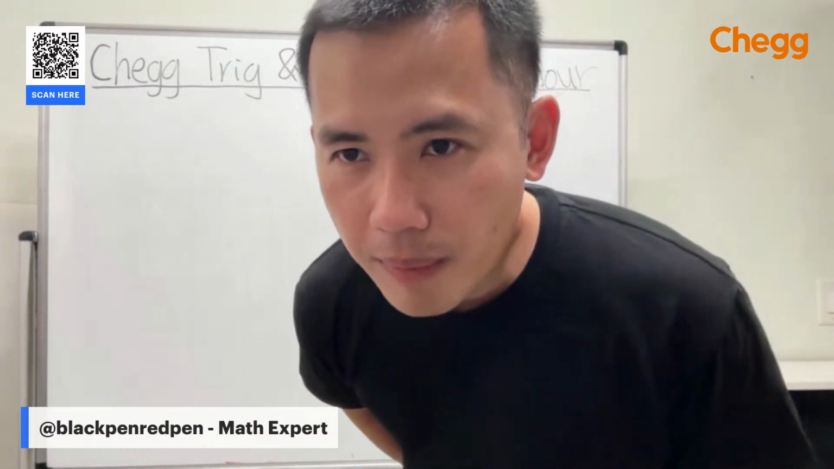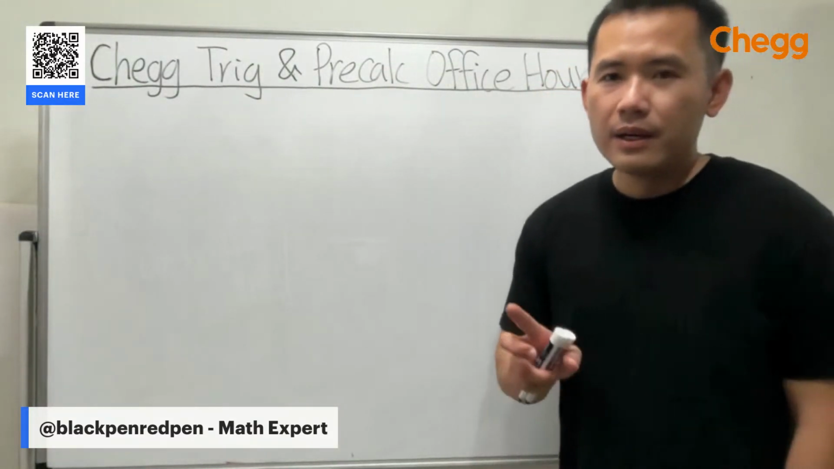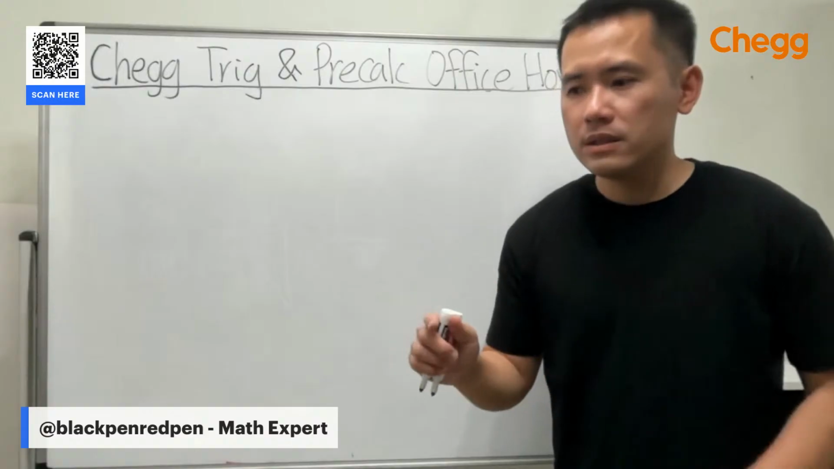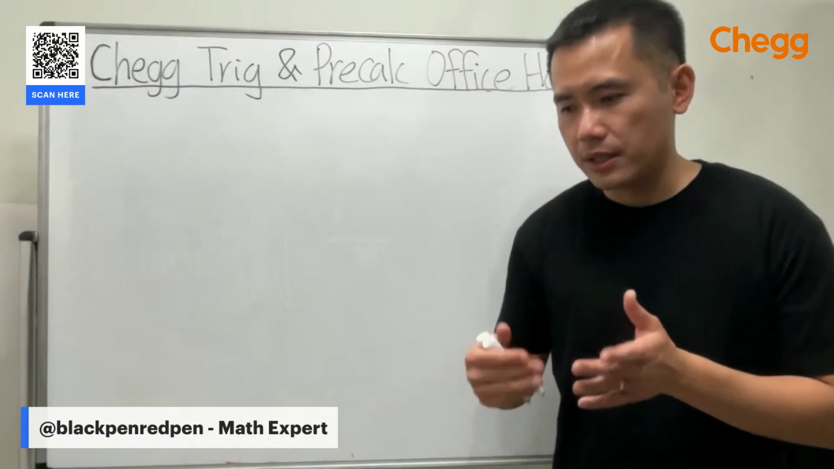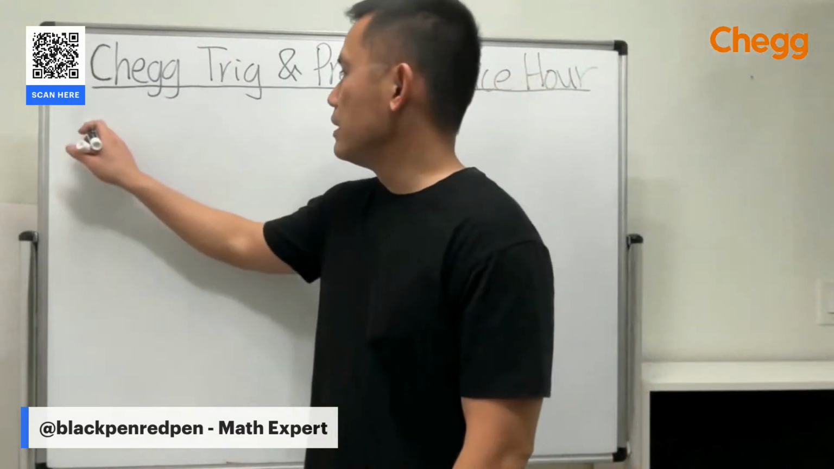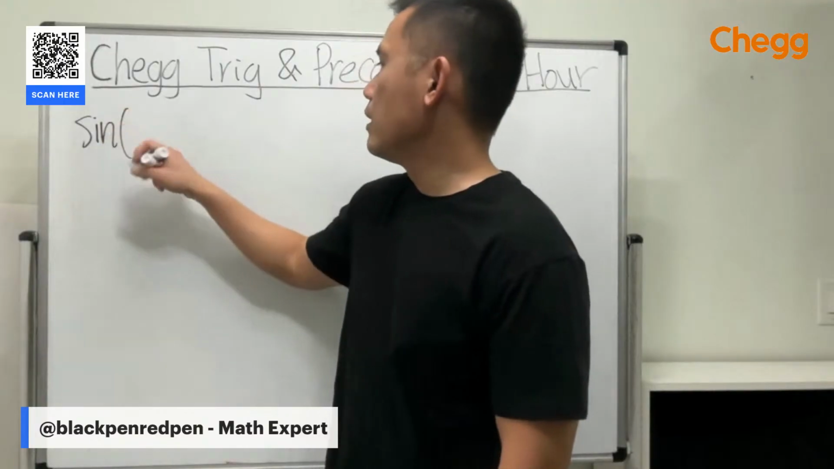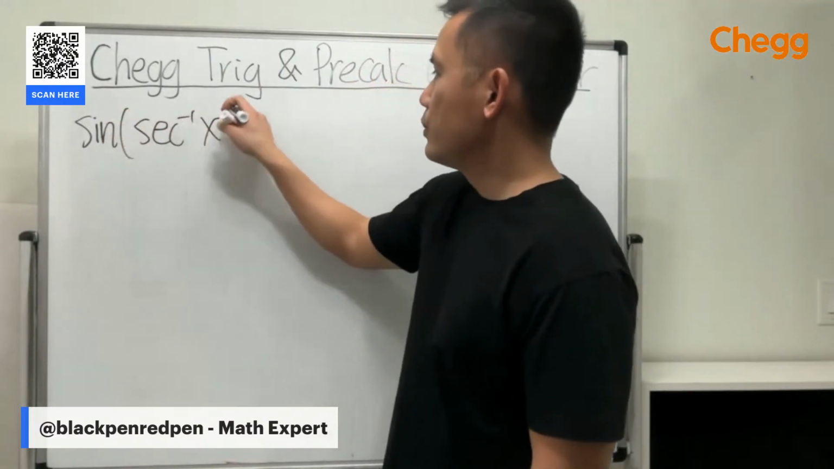Can you do composition of trig function and the inverse? Okay, excellent question. Let's do one straightforward one, and the other one, let's do some with double angle identity on top. So let's do this one. Yeah, let's do sine of inverse secant. That should be really interesting.